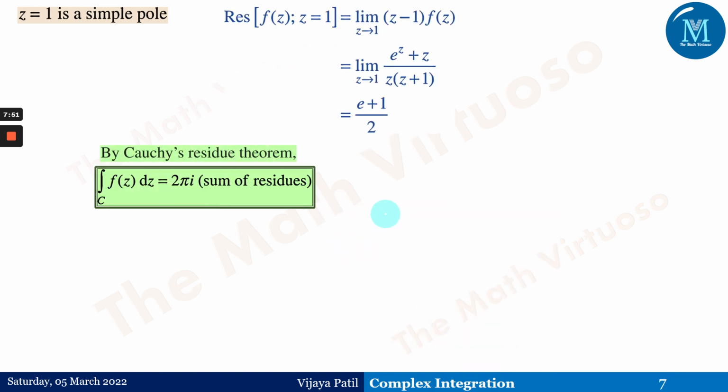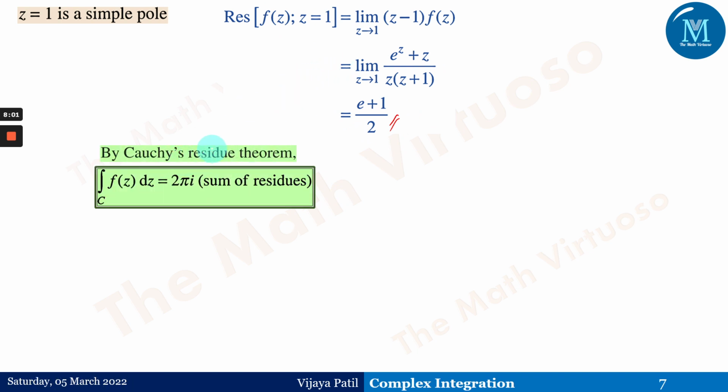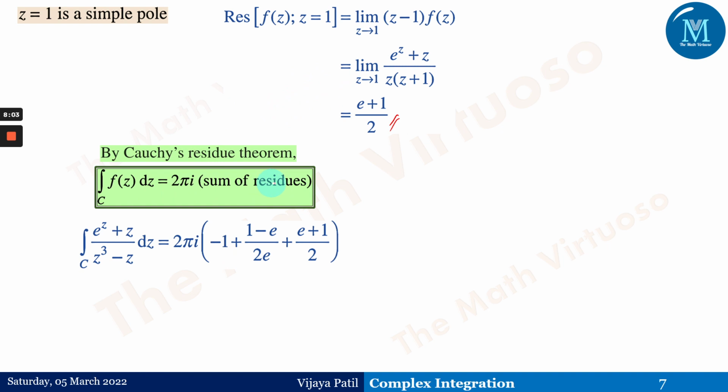The same way, as I've told you, I will fast forward a little here. So (e+1)/2 is the residue of the function f(z) at z equals 1, using the simple pole formula. Now, using the residue theorem, it's 2πi into the sum. So it's -1 for the first, (1-e)/(2e) is the second, and the third one is (e+1)/2.